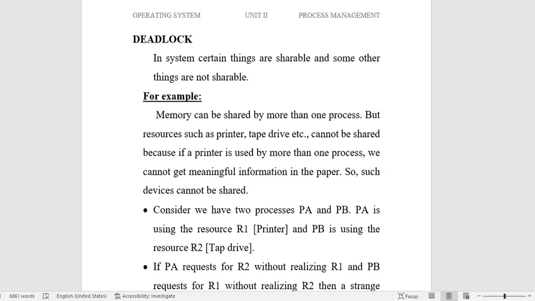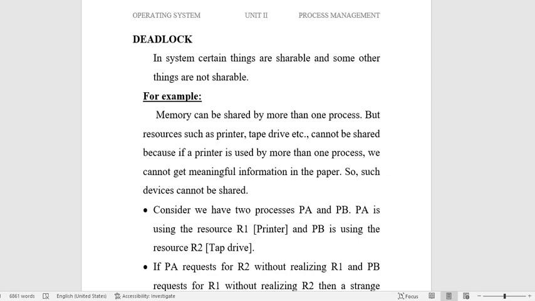Today we are going to discuss about deadlocks. So already in this process management, we have discussed about the process state transition diagrams, levels of scheduling and short-term scheduling methods. What is meant by a deadlock? When will this deadlock happen in your system? When your resources are not shareable, this deadlock will happen.